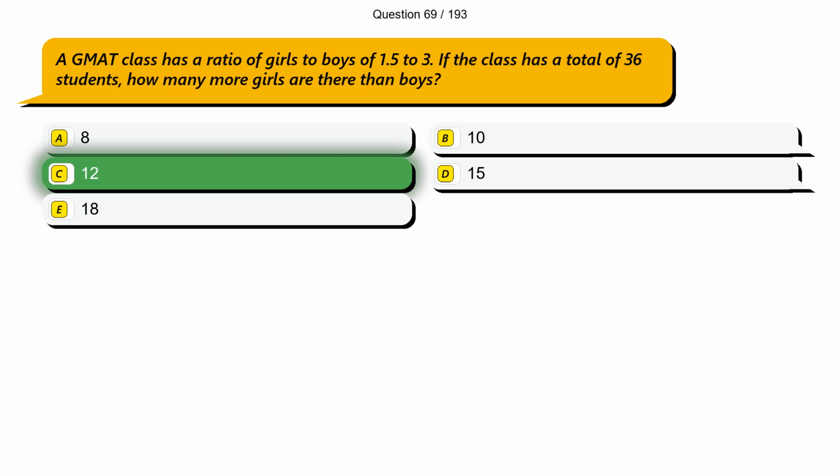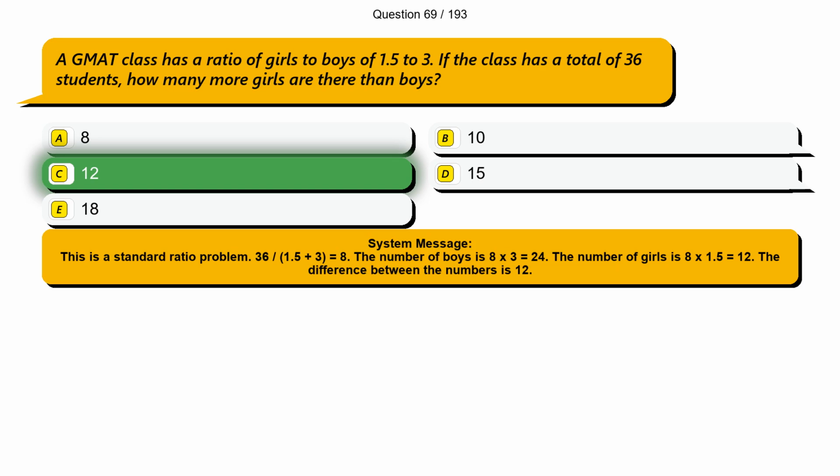The correct answer is option C, 12. This is a standard ratio problem. 36/(1.5+3) equals 8. The number of boys is 8×3 equals 24. The number of girls is 8×1.5 equals 12. The difference between the numbers is 12.